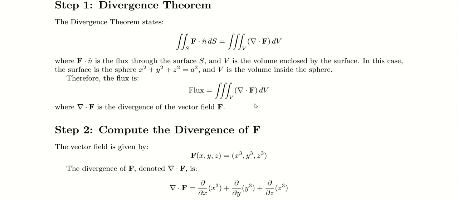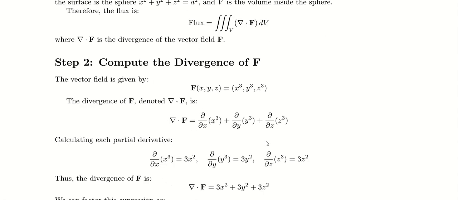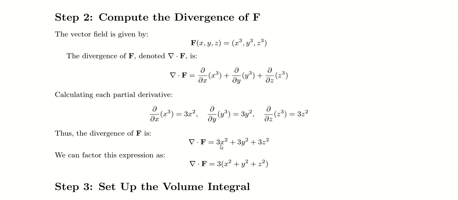The divergence of F is just the sum of the partial derivatives. So we'll first take the partial derivative with respect to x of x³, plus the partial with respect to y of y³, plus the partial with respect to z of z³. When we do that, we get 3x², 3y², and 3z². So that's going to be the divergence. And if you want, you can factor out a 3 from those.